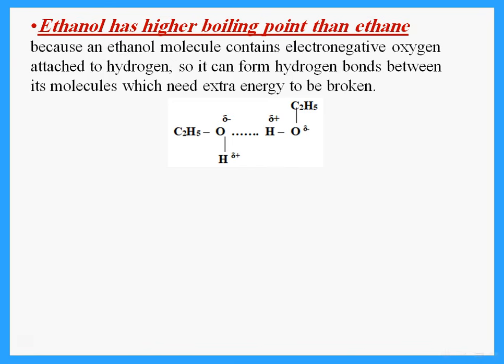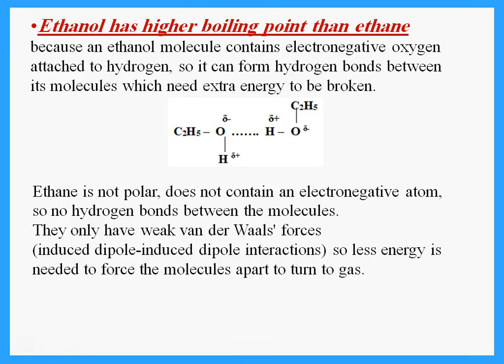So the ethanol will have a higher boiling point than ethane. Why? Because it has a hydrogen attached to an electronegative element, and that means it will form hydrogen bonds between its molecules, and these need more energy to be broken. While ethane is not polar, it does not have an electronegative atom attached to its hydrogen, so it cannot form hydrogen bonds. So the only interactions between the molecules are the weak van der Waals forces or London dispersion forces that need less energy to be broken. So the melting point or boiling point of ethane is lower than that of ethanol.